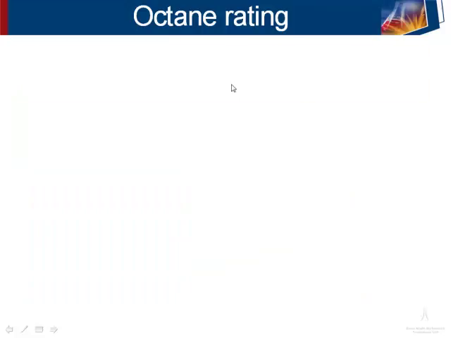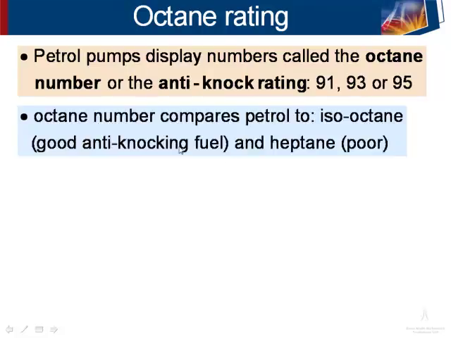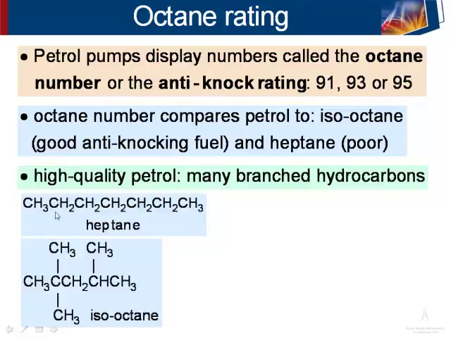In octane rating, you will notice that the petrol pumps display a number called the octane number or the anti-knock rating. So next time you look at a petrol pump, you'll see 91, 93 or 95. This is a rating on its efficiency, octane rating. The octane number compares petrol to isooctane, which is a good anti-knocking fuel, and heptane, which is a very poor one. Remember, heptane is a straight alkane.